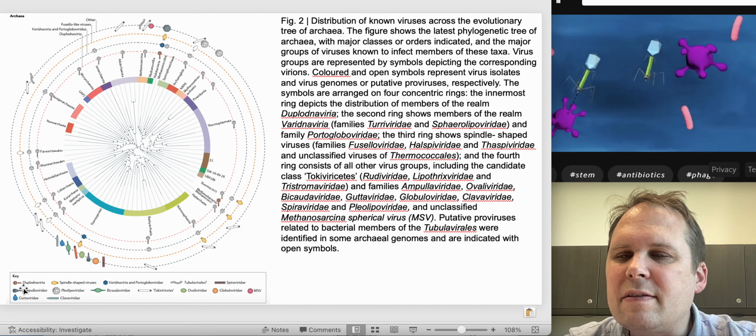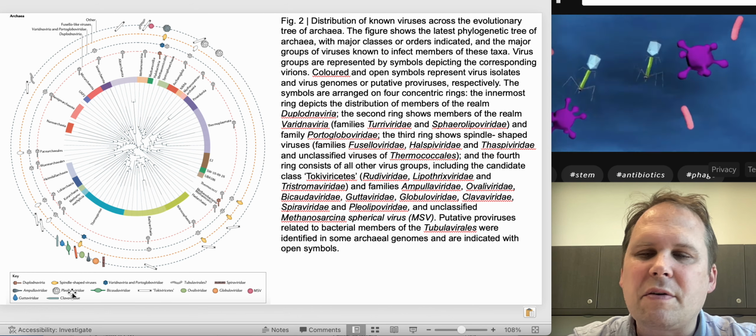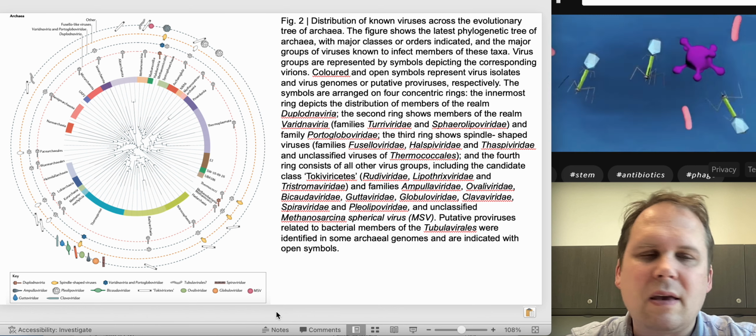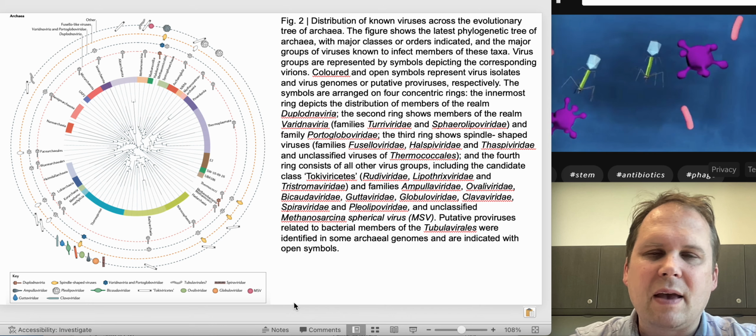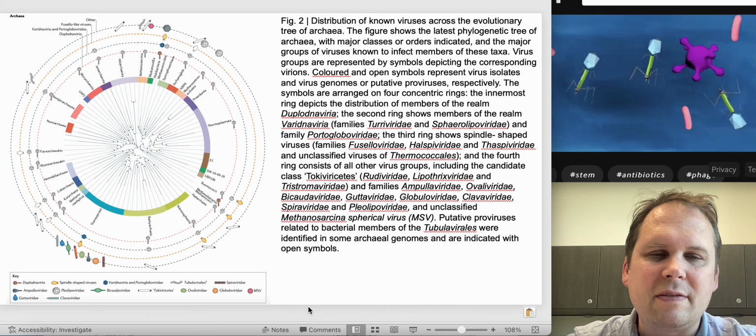They're showing them here as Duplodnaviria. That is the correct name for the larger group that contains them. That's their virus name. But yeah, they would generally be called tailed phage.